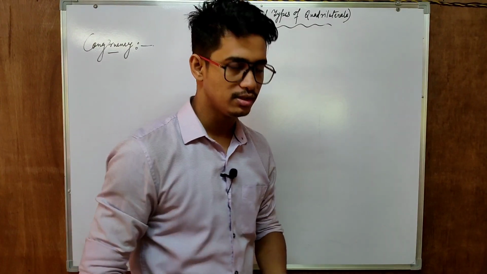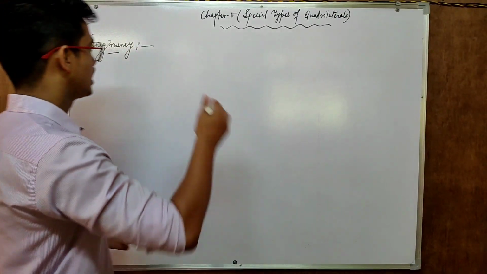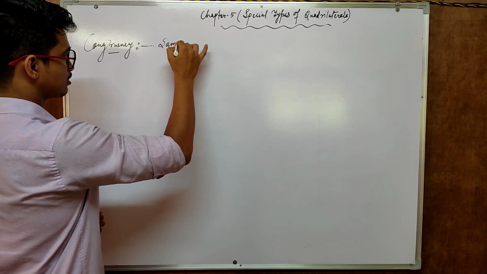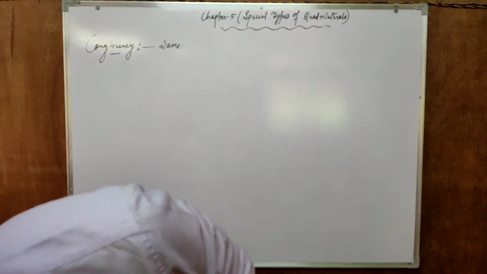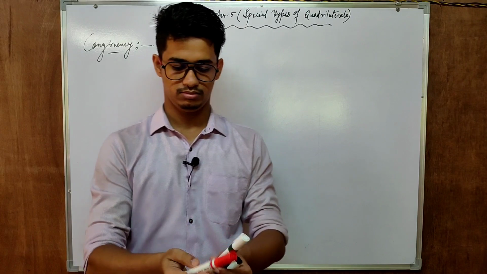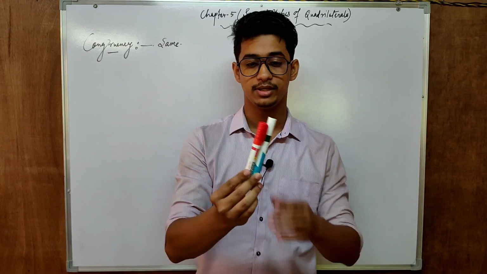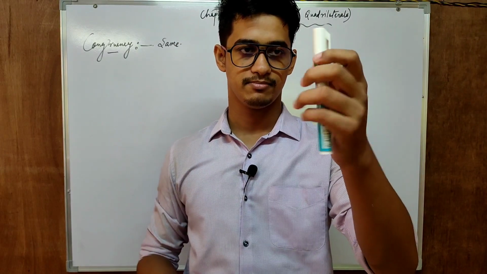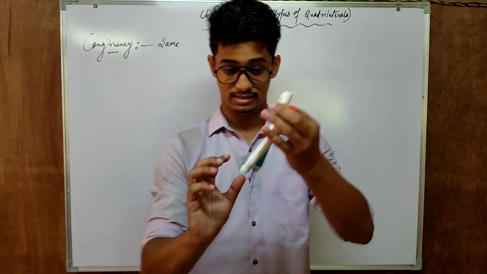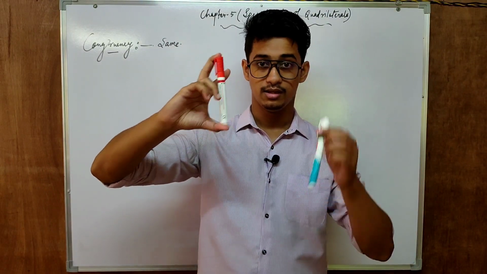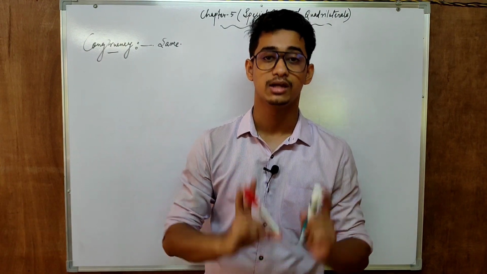Congruency by its nature means same. It's not similar, it's same. Like if I'm making, let's say, these two pens, they are same because they have same cap, same figure, as well as you can say same model, right? So we can say that these two pens are same, or these two pens are congruent.